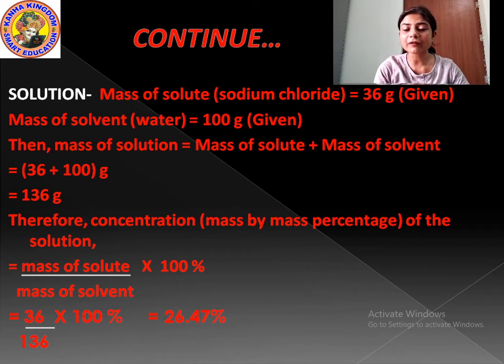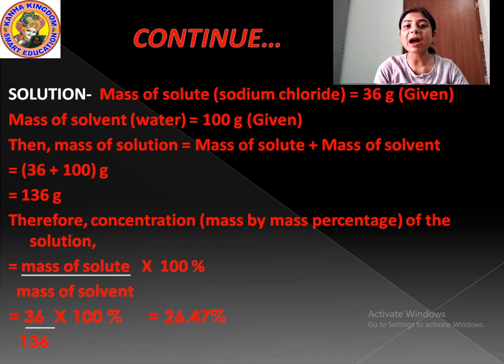And mass of solvent. Mass of solvent means water. Water is the solvent in this solution. What is the mass of solvent? That is 100 gram. Given. Now, mass of solution is, what is the formula?